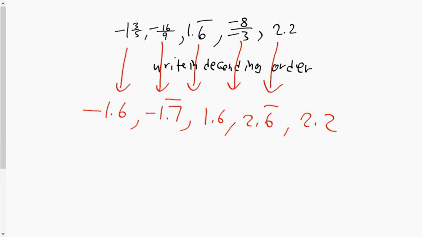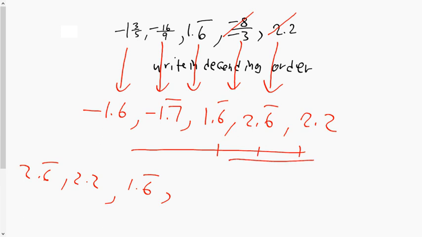In descending order means we start with the largest, which is 2.2. That's done. Oh, no, it's not. Our largest is 2.6 repeating. That goes there. Then 2.2, and then 1.6 repeating. That's our next largest. Then, remember, on the number line, the farther a number is from 0, the smaller it is. So the closer of the 2 to 0 is negative 1 3/5. So that's your next largest. And your smallest number out of all of them is 1.7 repeating.